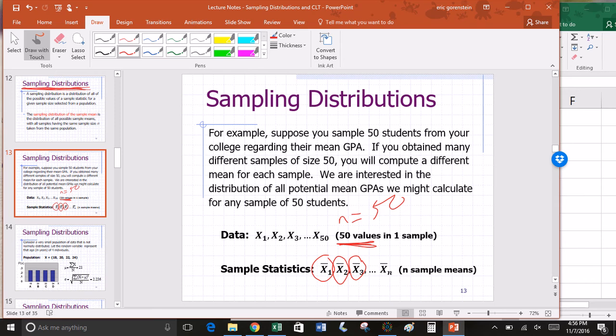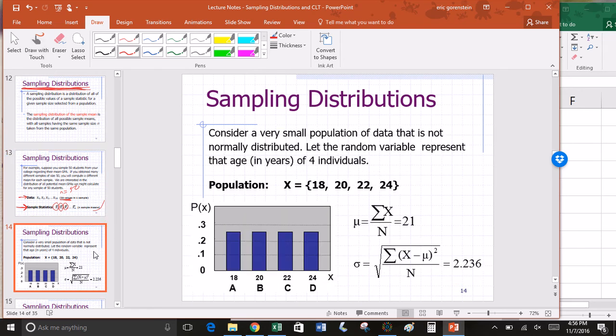It turns out that no matter how the original population is distributed, so the data here could have any type of distribution, exponential distribution, logarithmic distribution, normal distribution, uniform distribution, or no distribution at all, when you start taking samples, these sample statistics, as long as you take enough and the samples are large enough, will form a normally distributed set. We'll come back to that a little bit later.